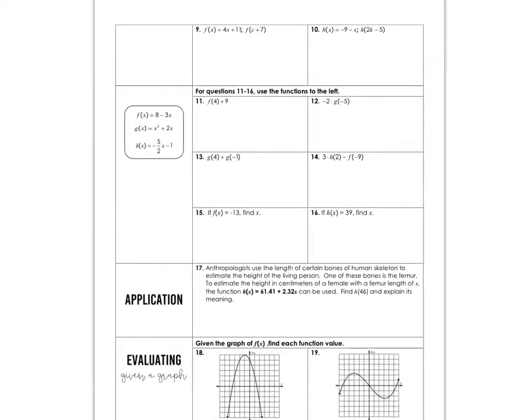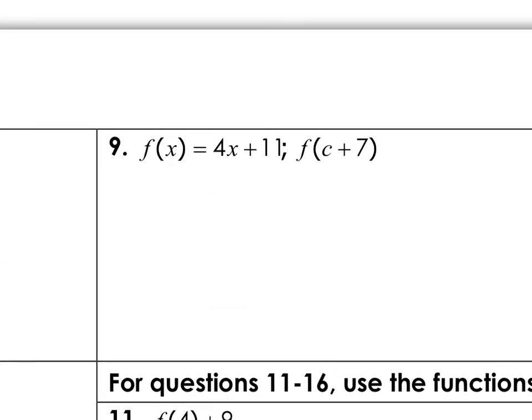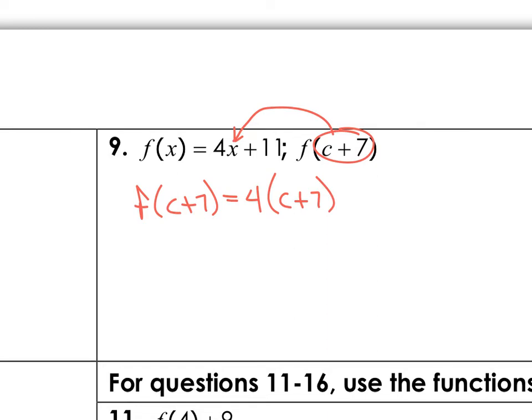On the back, it's going to start off about the same, except it does get a little crazy. But here's what we need to understand. All of this stuff that we have f of, okay, f of x is equal to, in this case we're plugging in c plus 7. We're going to plug that in for x, okay? So f of c plus 7 is equal to 4 and then c plus 7. I replaced that x with the c plus 7 and then plus 11.